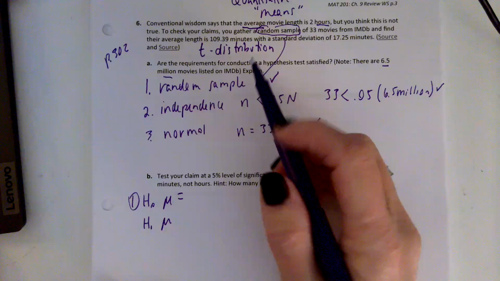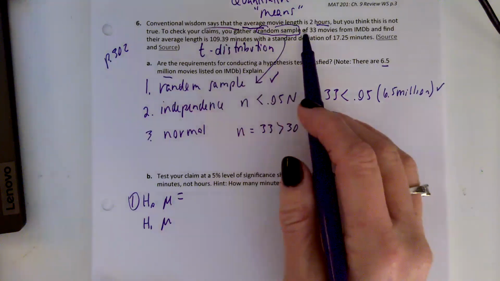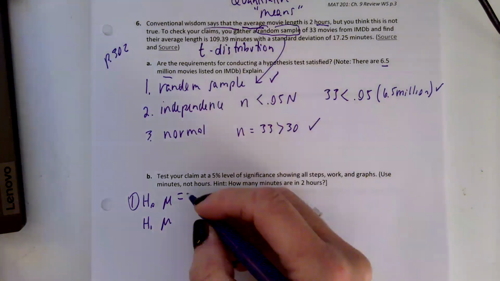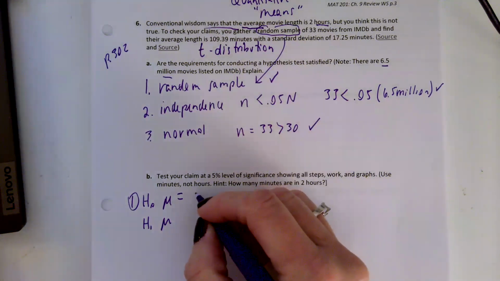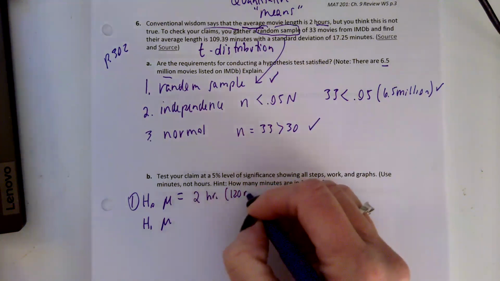And it's what they think has been true. So they've always thought conventional wisdom says that movie length is about 2 hours. So we're going to put 2 hours. That's also the same as 120 minutes.